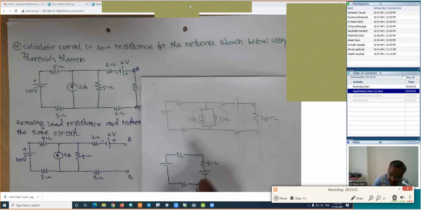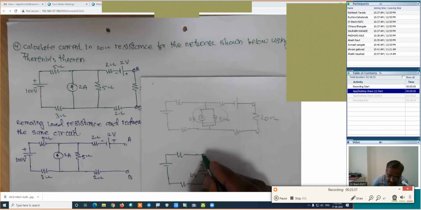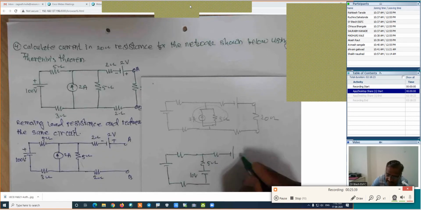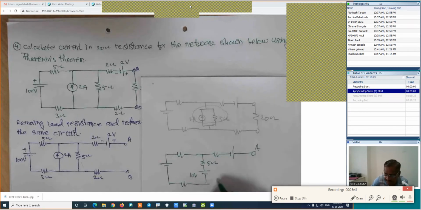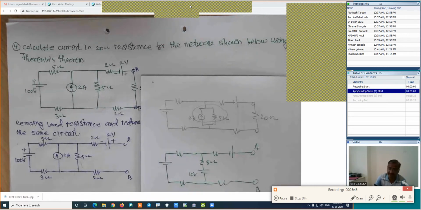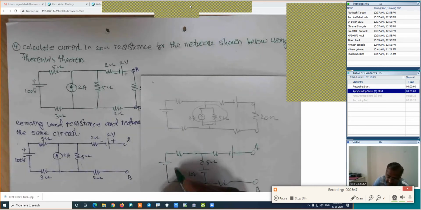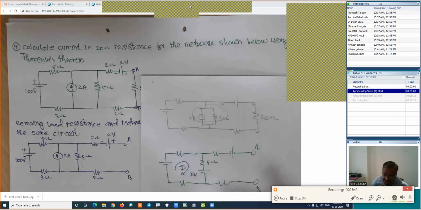5 to the 10 volt. And here it will be the 2 ohm. This will be the battery. This is A terminal, and this will be the B terminal. This is another option. In that case, this is the simple loop. Apply the KVL to this loop and find out its equation, which is the current I.